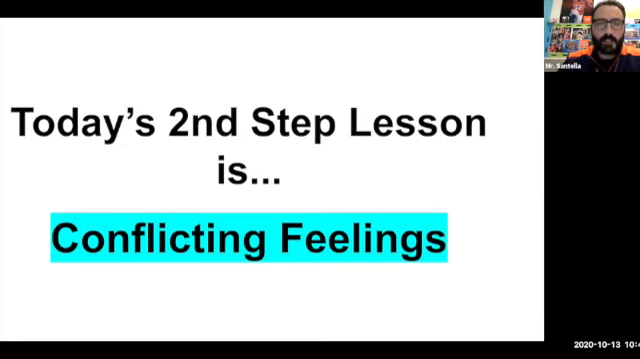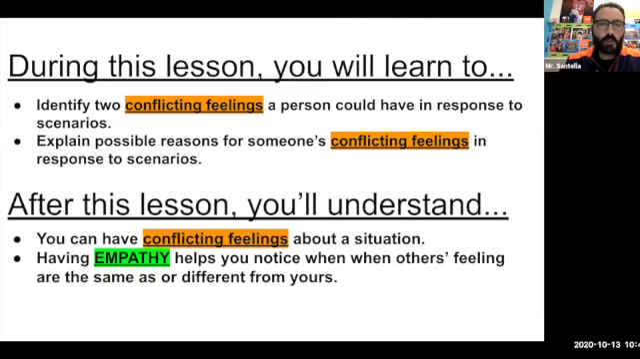Today's second step lesson is conflicting feelings. During this lesson, you will learn to identify conflicting feelings a person could have in response to different scenarios. You'll learn to explain possible reasons for someone's conflicting feelings in response to scenarios. After the lesson, you'll understand you can have conflicting feelings about a situation, and everybody does. At some point in your life, probably each and every day, you have some sort of conflicting feelings about something. You'll also understand that having empathy helps you notice when others' feelings are the same or different than yours.